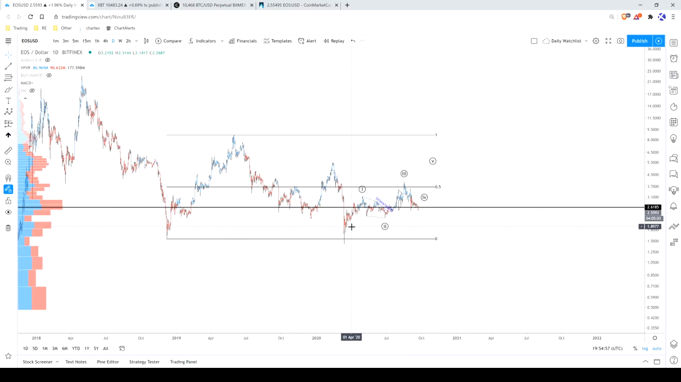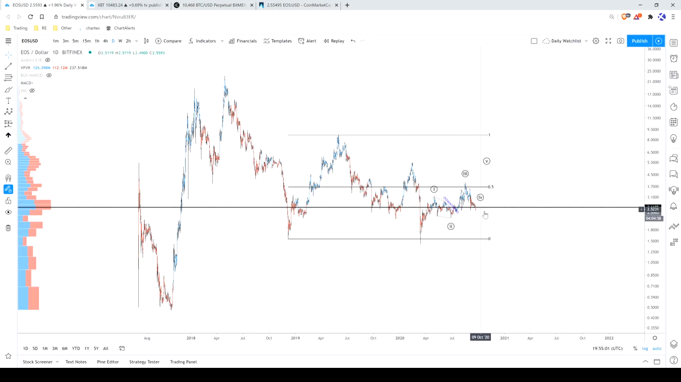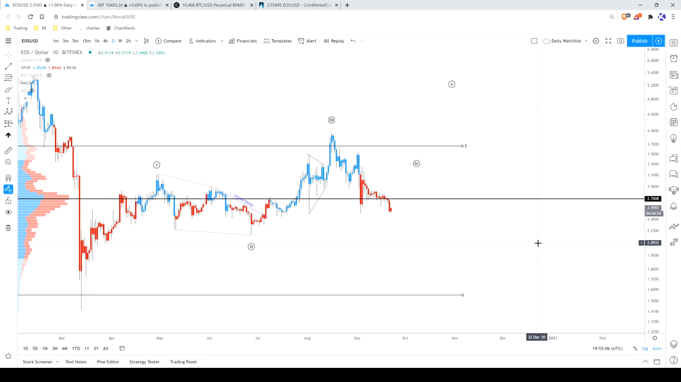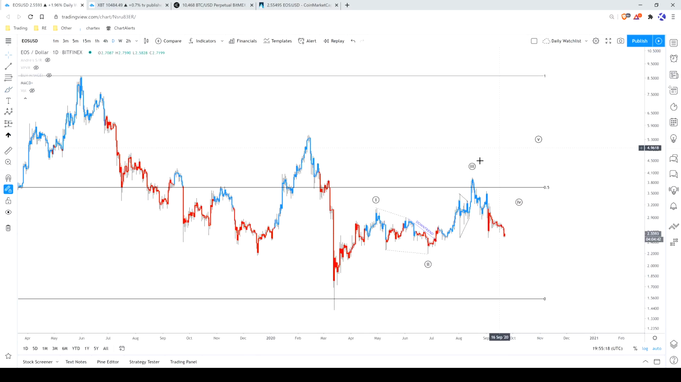Right now we're sitting pretty much at the point of control for the entire chart history of EOS. We're under it. So because there's not much volume beneath us, if we roll back over, it could be pretty quick. It could break the lows. This wasn't a 5 count, obviously.